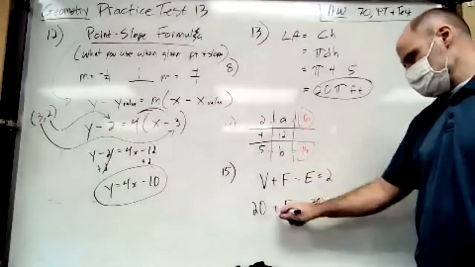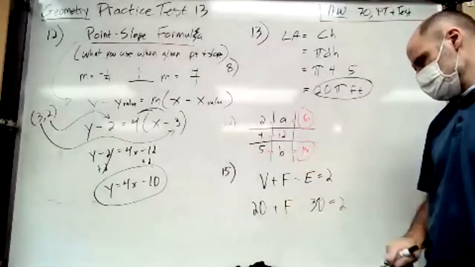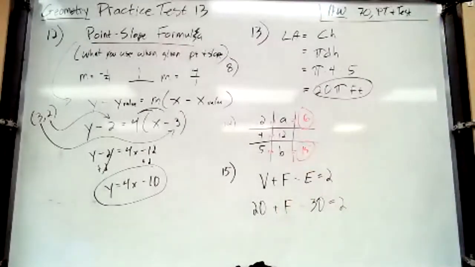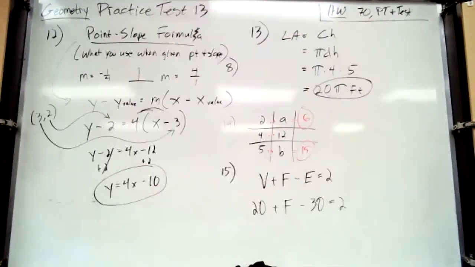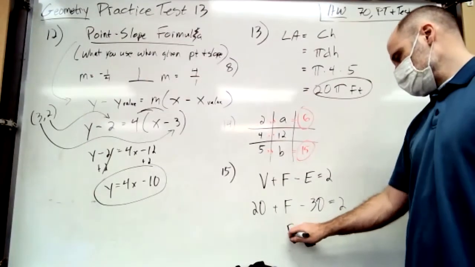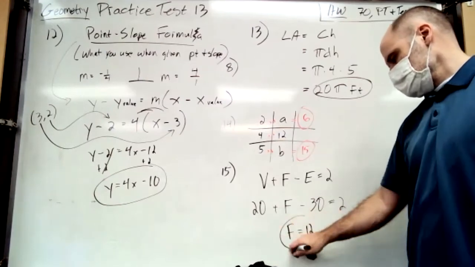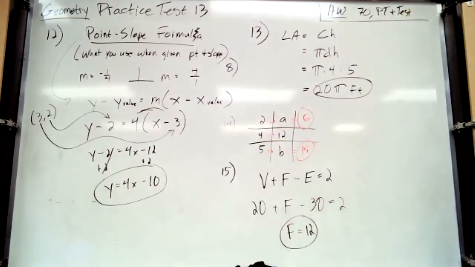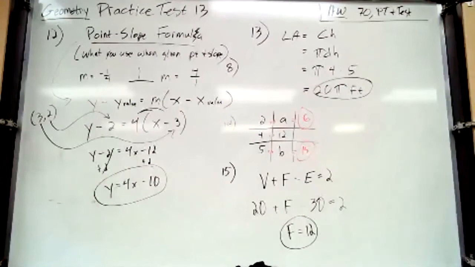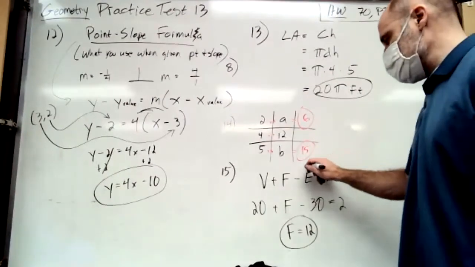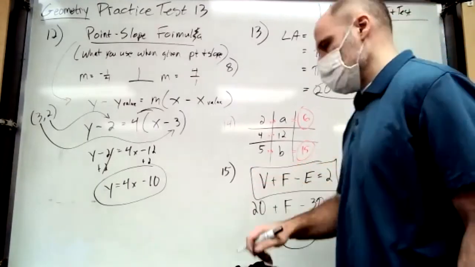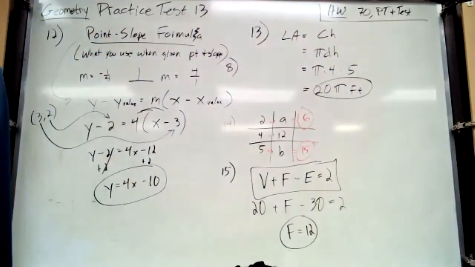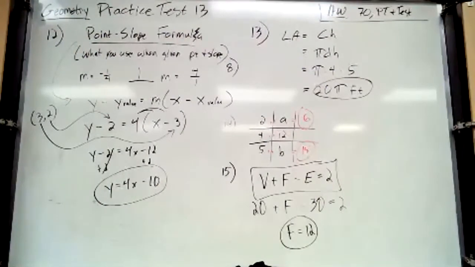I was so close. Okay. So what do you add to 20 to get 32? You get 12. So it's got 12 faces. Make sure you check your work, plug it in, and make sure it works, okay? Any questions on Euler's? Just write this down, guys, so you don't have to remember it.